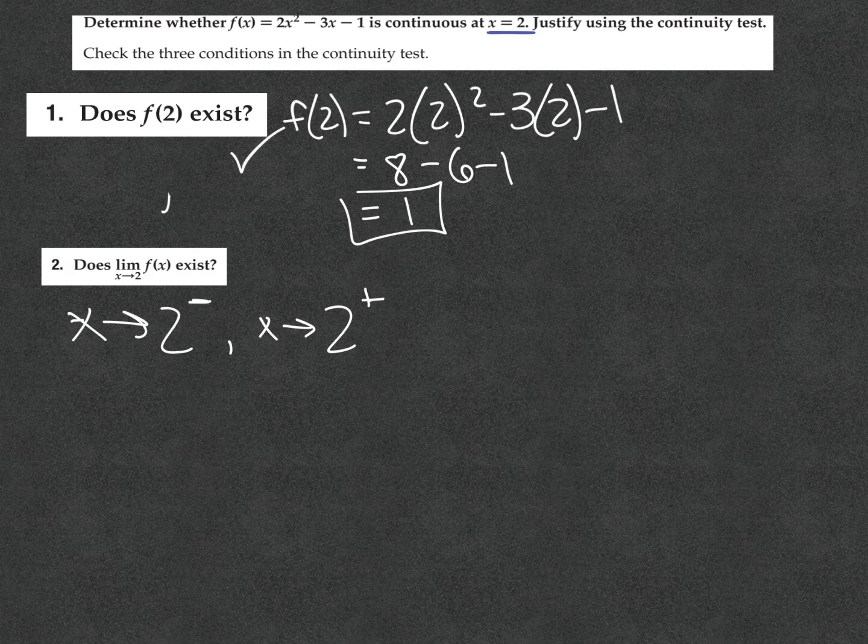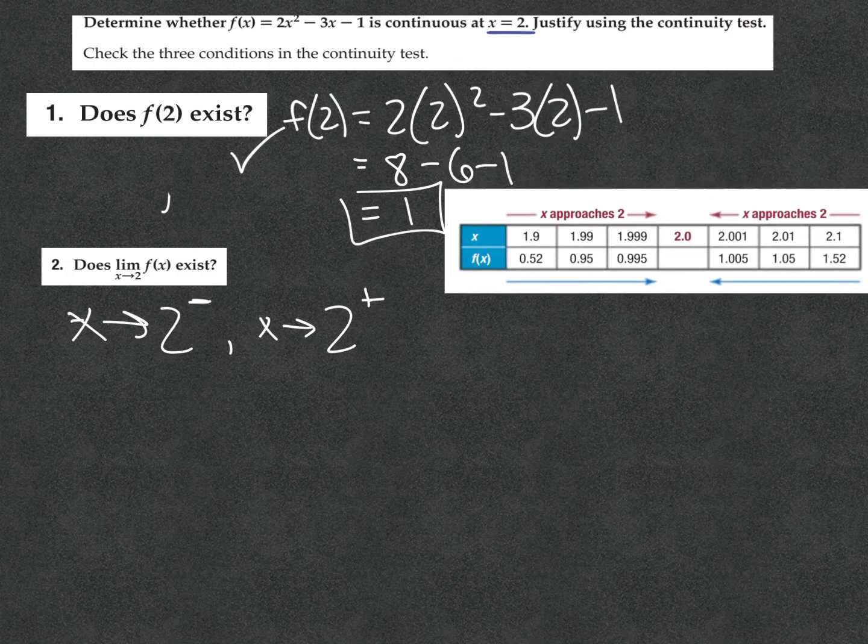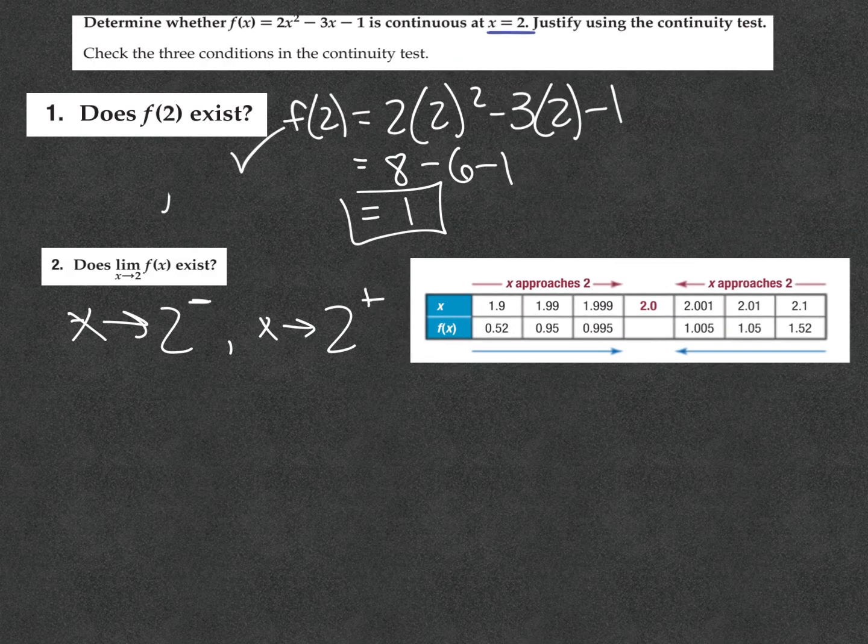Once you do that, you should see something like this in your table, where the points as x is getting closer and closer to 2 from the smaller side are approaching 1. It's getting closer to 1. And as it's coming from the larger side, it's getting smaller, but it is also getting closer to 1. So since they are going to the same point from both ends, yes, the limit at that point does exist.